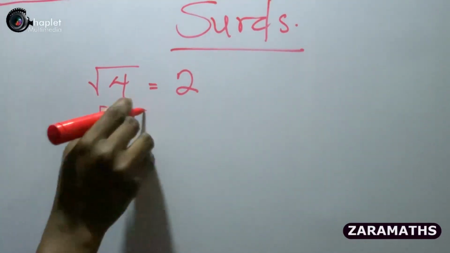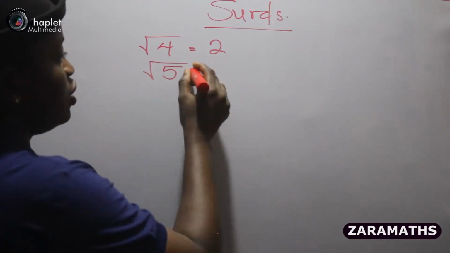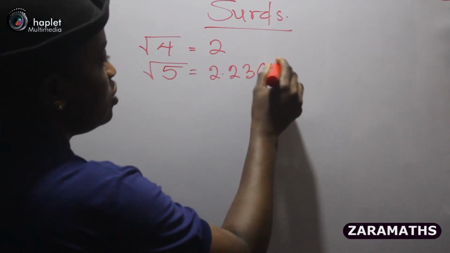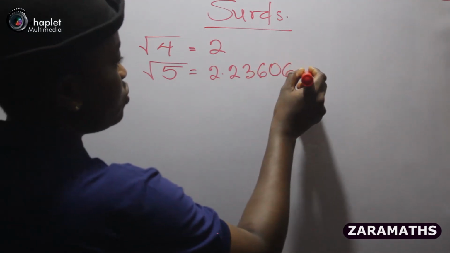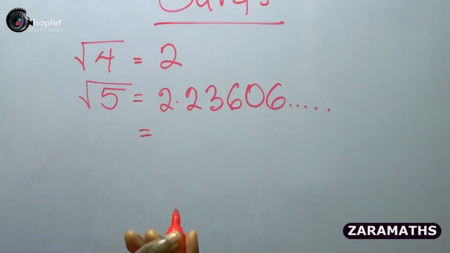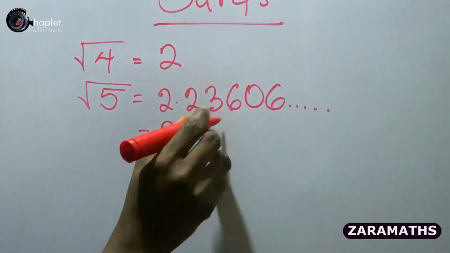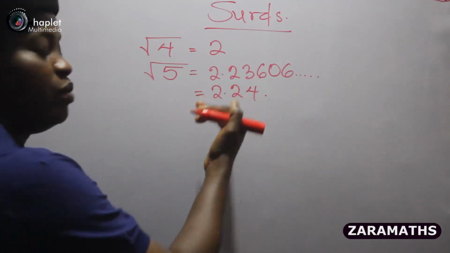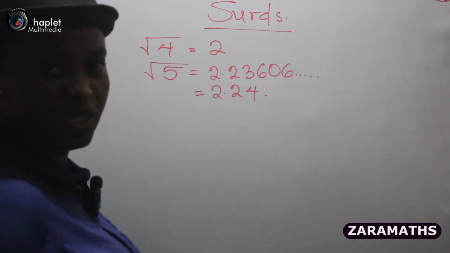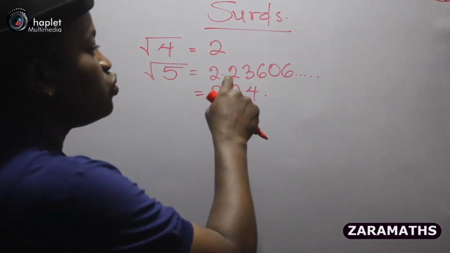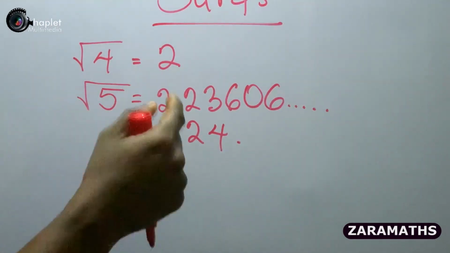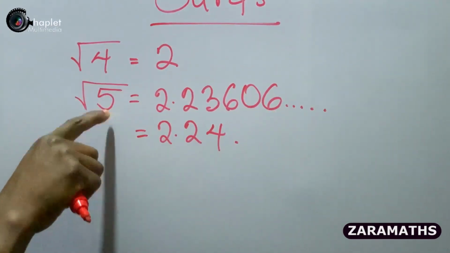But in a situation where you have the square root of 5, which is 2.23606 and so on, this is an irrational number. You can write it to two decimal places as 2.24. This number is correct as the square root of 5, but it is not an accurate value, because 2.23606 to infinity is the correct and accurate value for the root of 5.